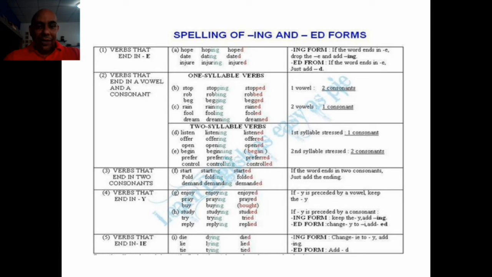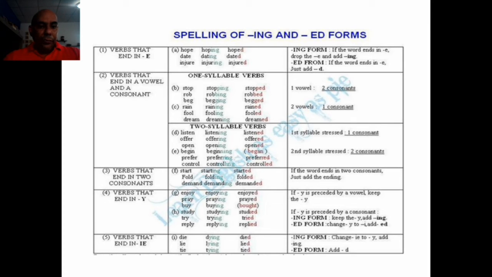You have the word listen. Then you have listening. You only add the ing form. The same thing you have to do with the ed form, that is listened. Then you have the word begin. If you have the word begin, you need to double up the last letter, and it's beginning, and then begin.